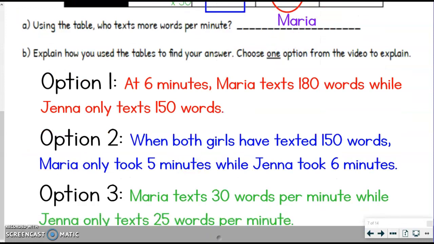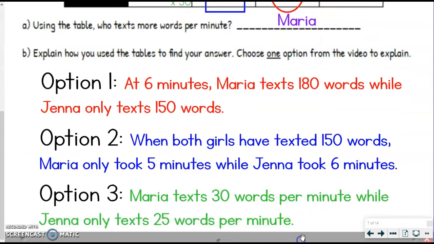So that is option 3, to find what we call their unit rate, which we'll learn more about later. Maria texts 30 words per minute. That's her texting rate, while Jenna only texts 25 words per minute. That is her texting rate. So again, Maria is faster, which makes sense, right? That should be the same answer the whole way. These are just 3 different ways to explain it.